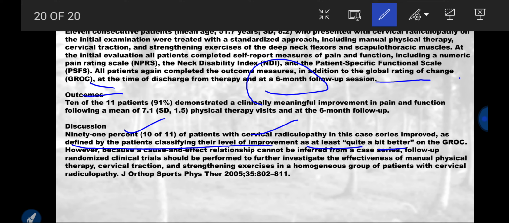And because cause and effect relationship cannot be inferred from a case series, follow-up randomized clinical trials should be performed to further investigate the effectiveness of manual therapy. So further research can be done on this, a randomized clinical trial with more patients, because this is only a case series. The follow-up period also, I think, is too large, 6 months. But yeah, the results are very nice. So traction and strengthening exercises are good.